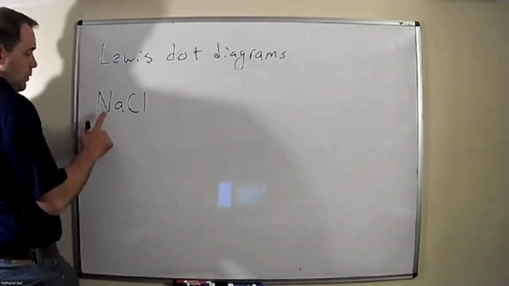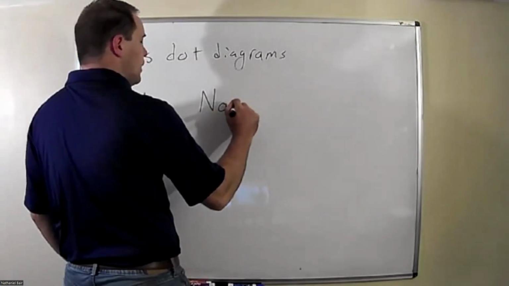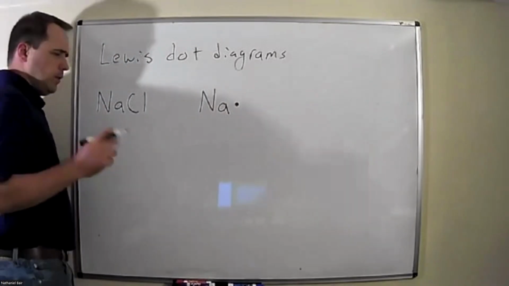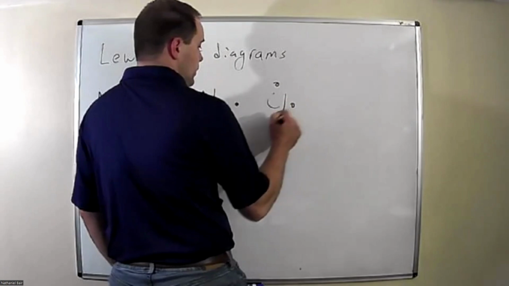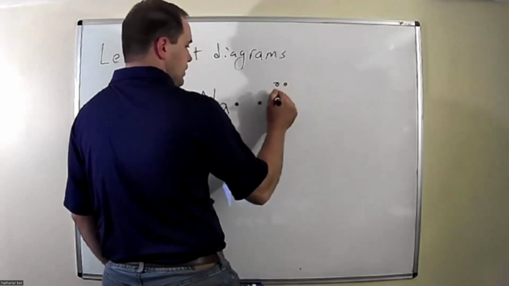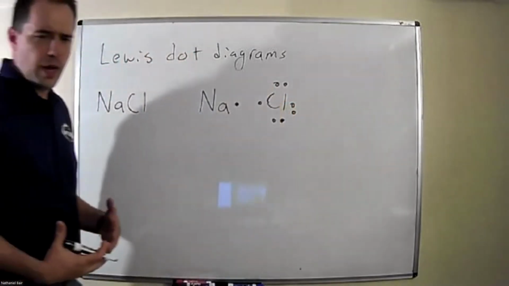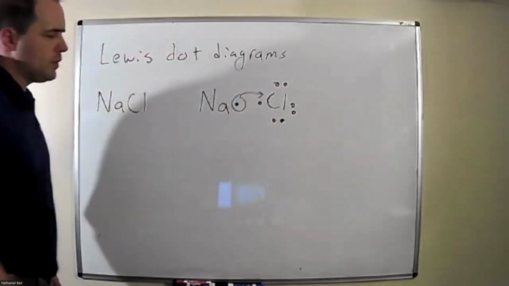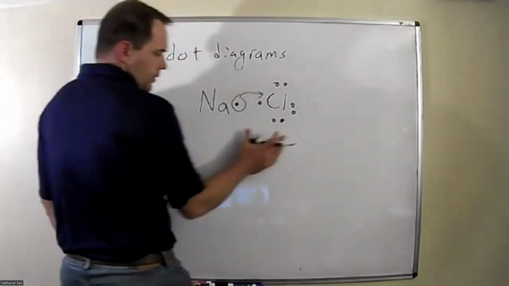It's pretty easy. We're going to do the dot diagram for sodium. So sodium has got 1 dot. If you find sodium on the periodic table, neutral sodium, 1 valence electron. Now we're going to do the dot diagram for chlorine. If you find chlorine on the periodic table, chlorine has got 7 valence electrons. So what's happening when you bring a sodium and a chlorine together? The sodium is going to give the electron to the chlorine, right?